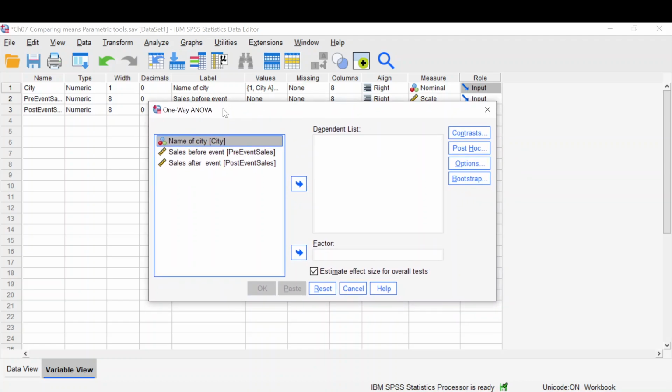We have City A, City B, and City C, and we want to compare the after event sales for each one of these cities. Okay, so that's our null hypothesis. There is no difference in after event sales among City A, City B, and City C. And our alternate hypothesis is there is a difference in after event sales among City A, City B, and City C. Okay, so let's do this.